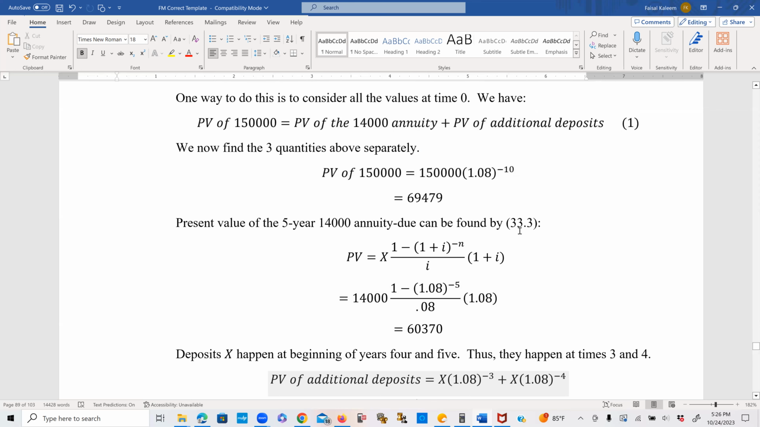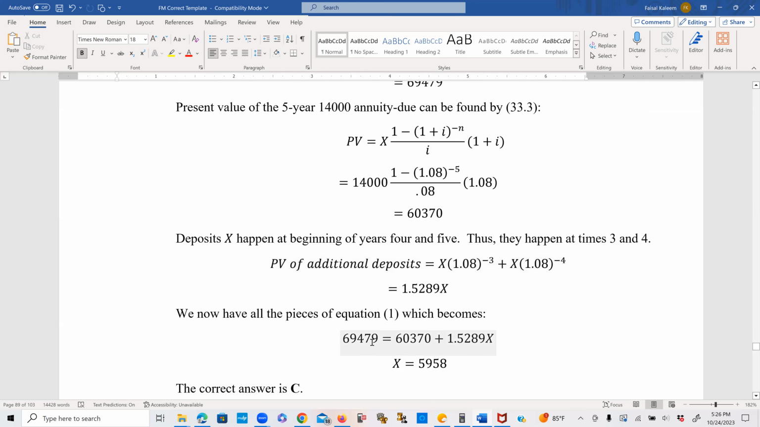So the present value of the accumulated value was 69,479. And then the present value of the annuity due of 14,000 was 60,370. And then the present value of the 2 additional deposits was 1.5289X. And then this equation, when solved for X, gives us 5958. And so the correct answer is C.